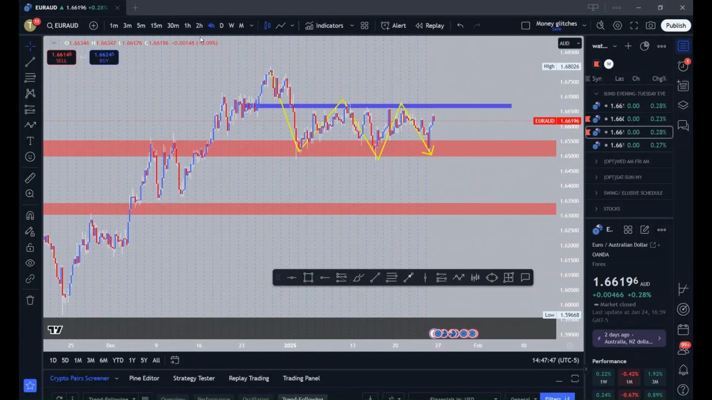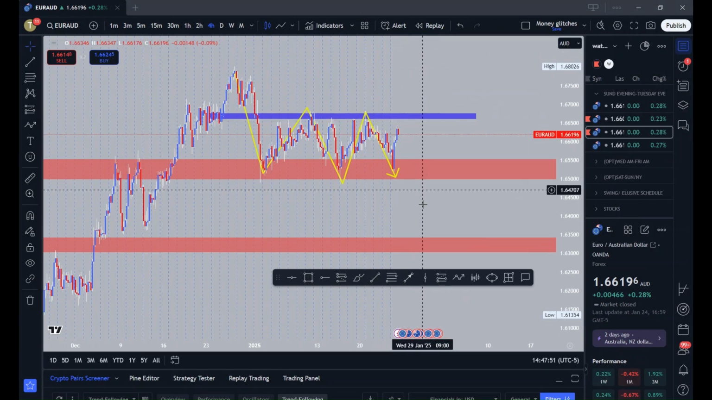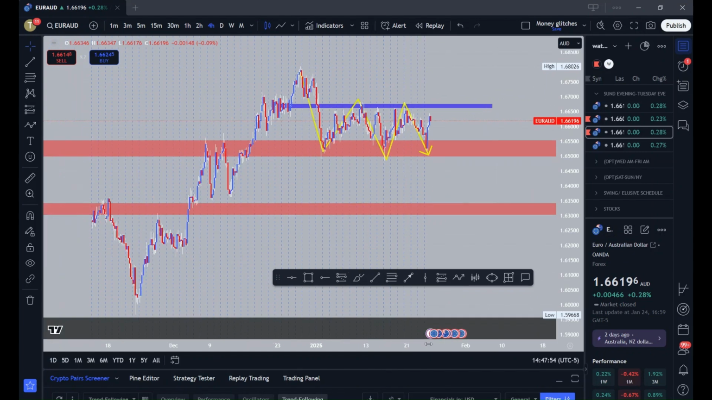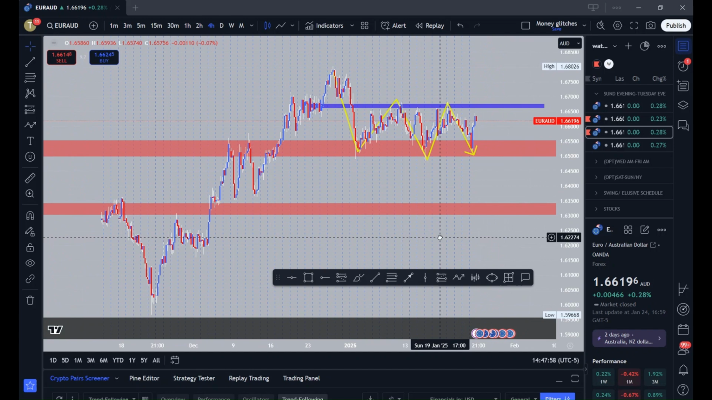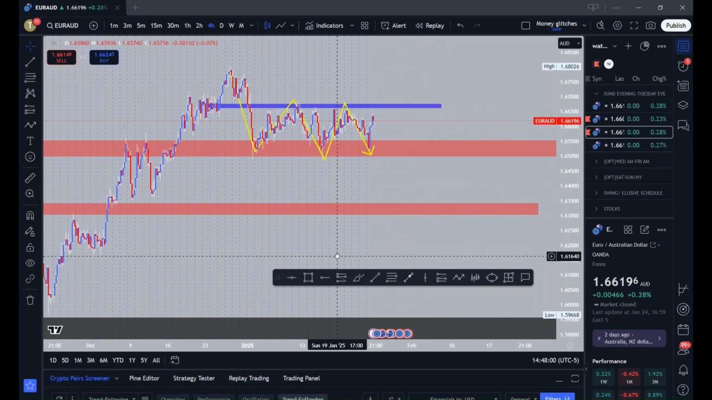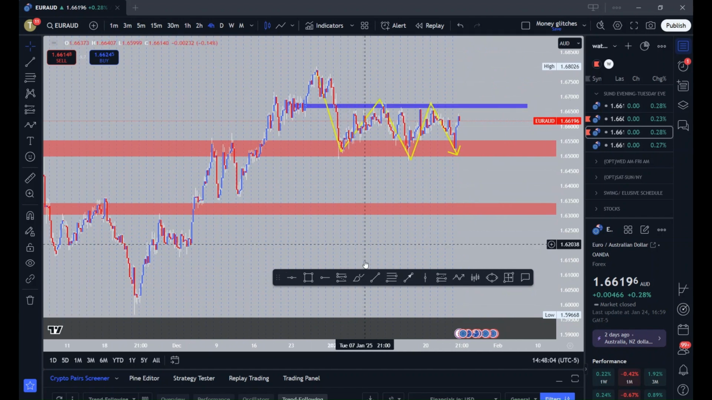Hey, what's going on? I'm about to do a quick little analysis on Euro AUD, along with the swing pairs I got, but primarily focusing on Euro AUD, obviously because that's the main pair that I trade. But here it goes.